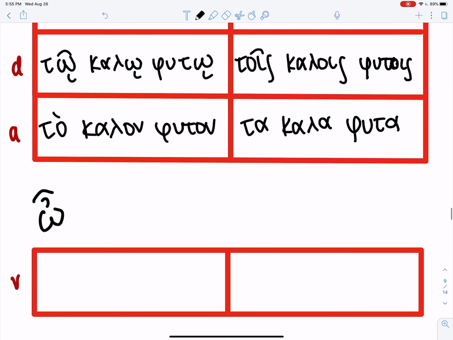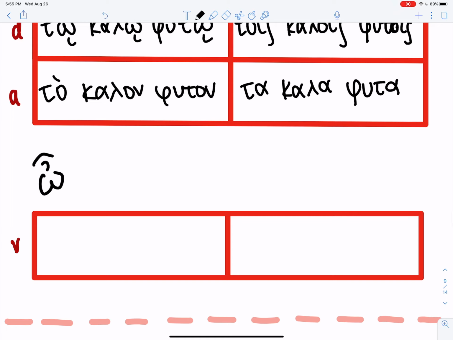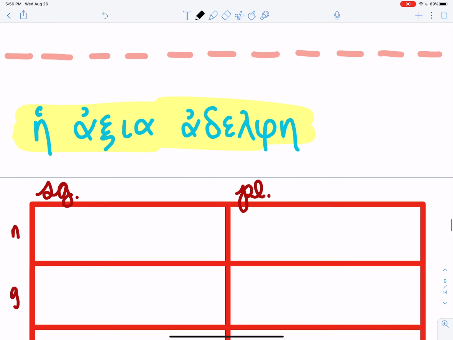And in the vocative, we know that the definite article doesn't have a form, so we can use this O, don't have to though, and we are going to use our nominative forms all over again because neuter is nice and simple like that. So we get kalon futon in the singular, and kala futa in the plural. All right, let's take a look at one more example.